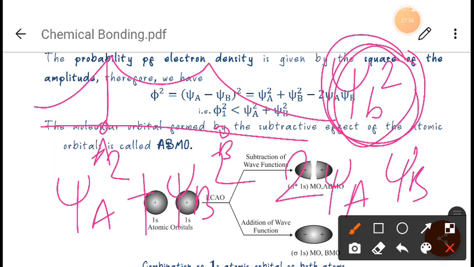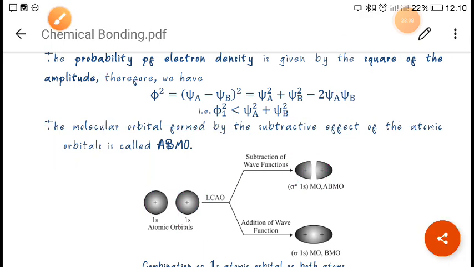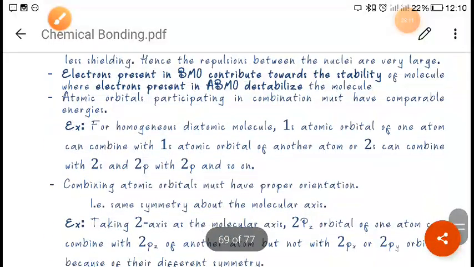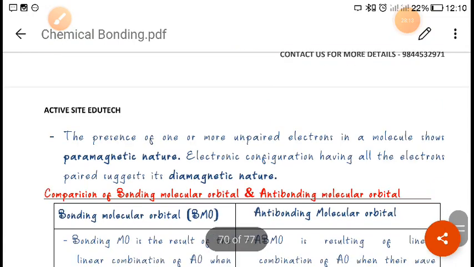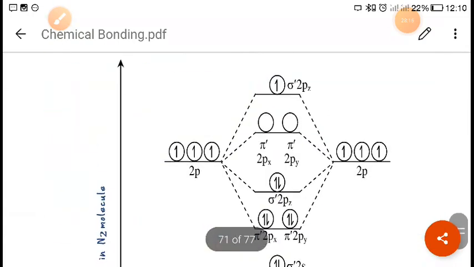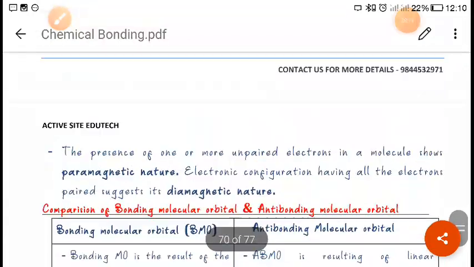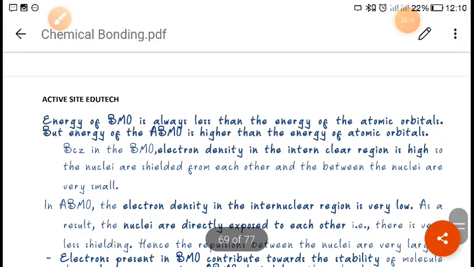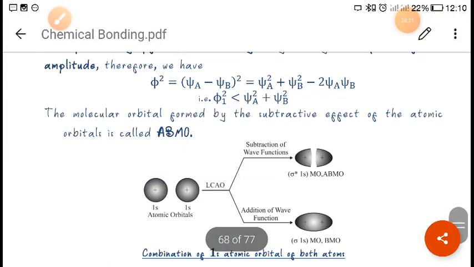Now we will see the anti-bonding molecular orbital. Everything is written here; if you read, you will find everything here. So now next, we talk about the anti-bonding molecular orbital.